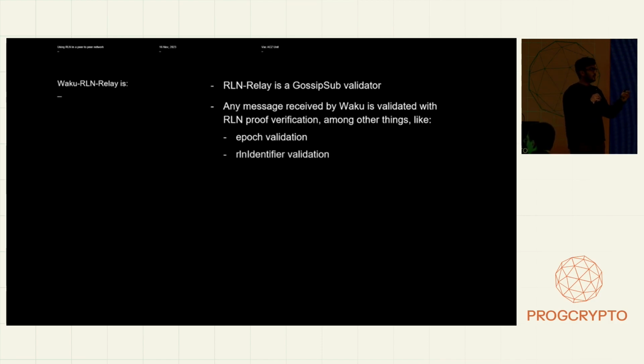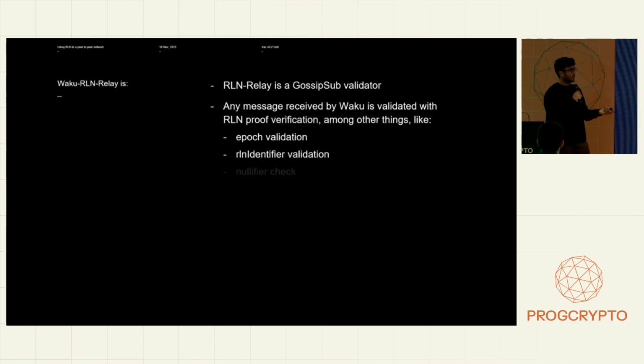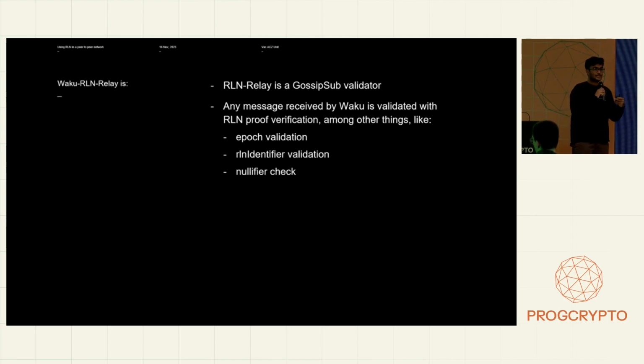And we also have an RLN identifier, which uniquely identifies your application. So if there are multiple RLN applications, they each have a unique RLN identifier, which is to prevent replay attacks for different applications. And we also have a nullifier check, which essentially detects that spam has occurred.